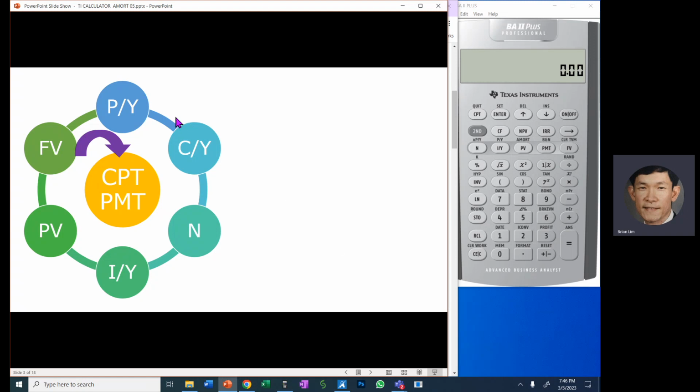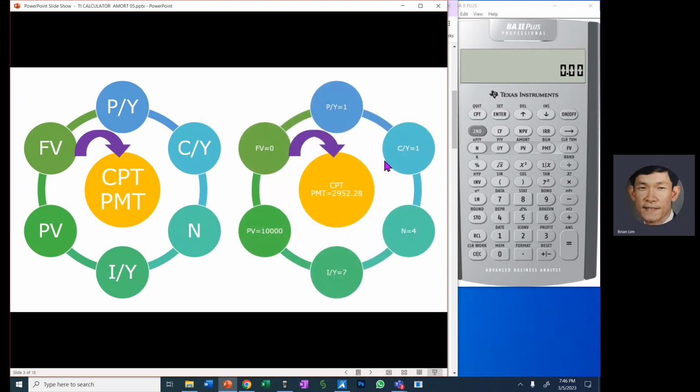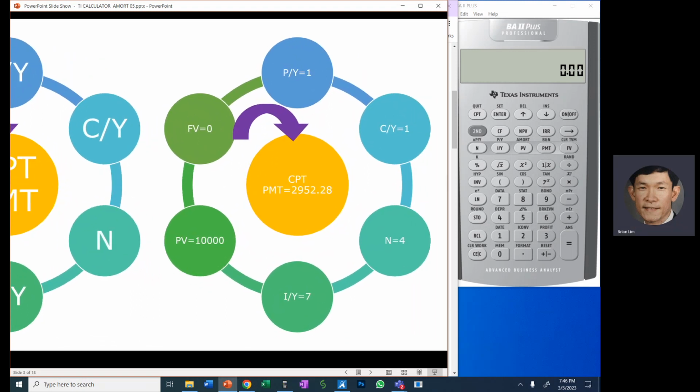We know that we usually fill in PY, CY, then we compute N, we fill in IY, that is given. We fill in the present value, and the future value will be 0 because the loan has to be repaid completely. All right, so this diagram here gives us the numbers to put in. Let's make it larger and move it over. And let's use the calculator, and we should come up with this number here for the payment.